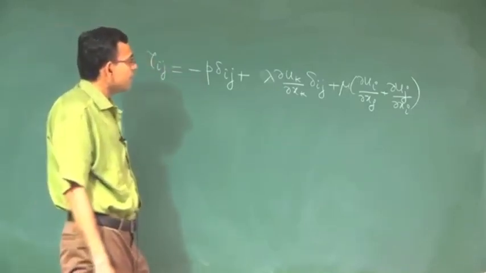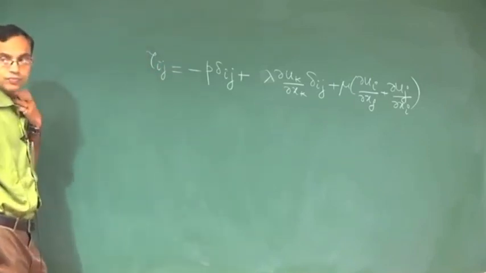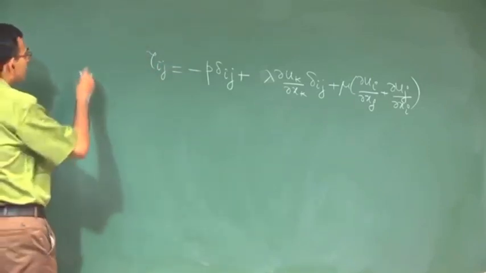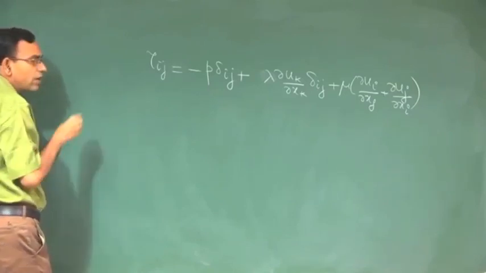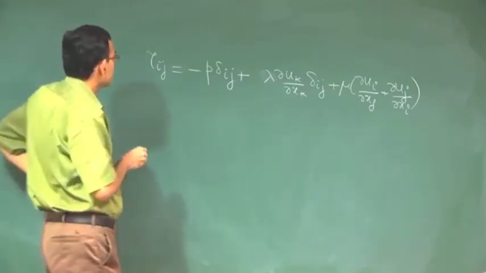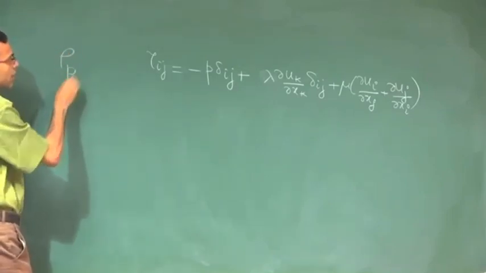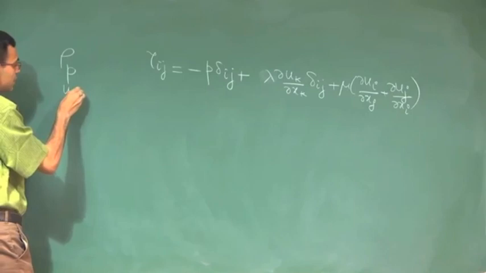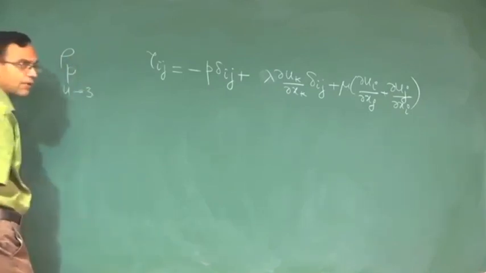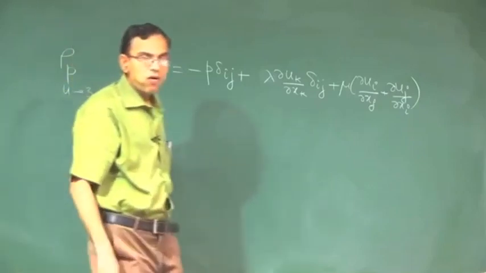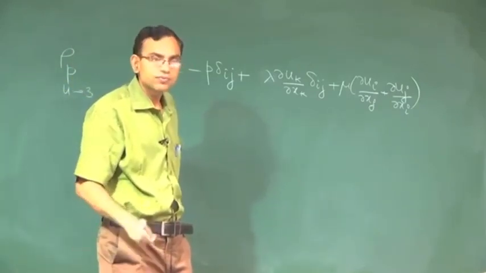So, previously how many equations were there? How many unknowns? There were 10 unknowns. Now, how many unknowns are there? Rho is an unknown, p is an unknown, and the 3 velocity components. So, total 5 unknowns. Number of equations still those 4, right.